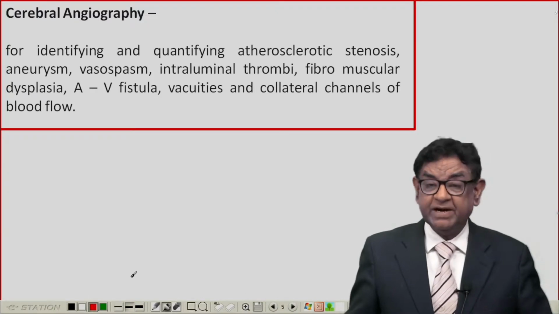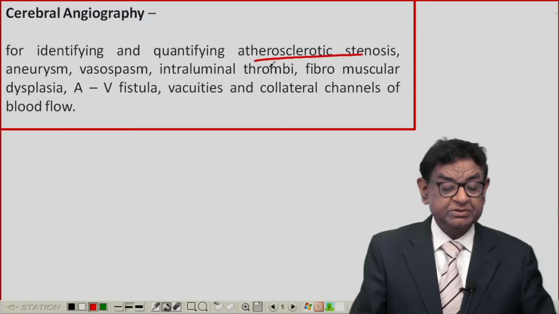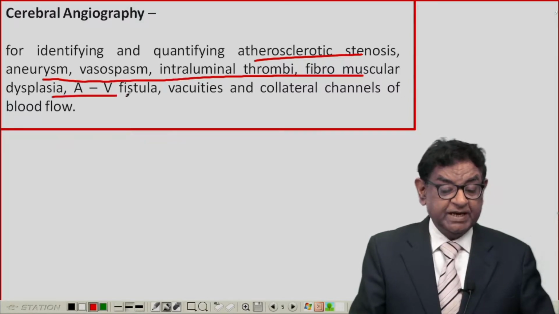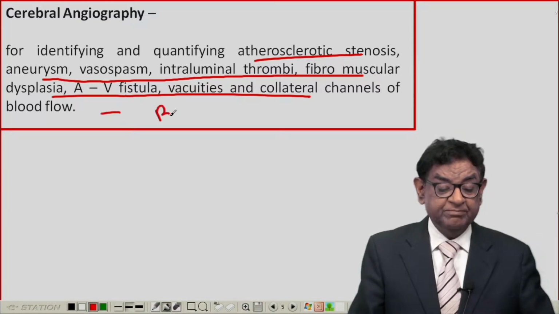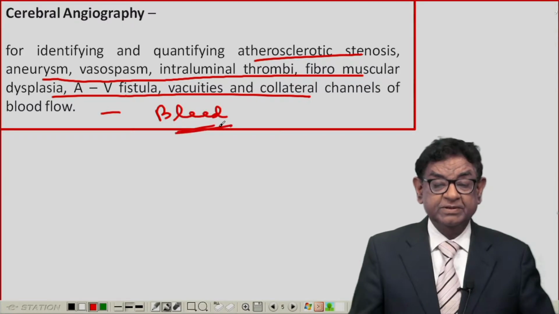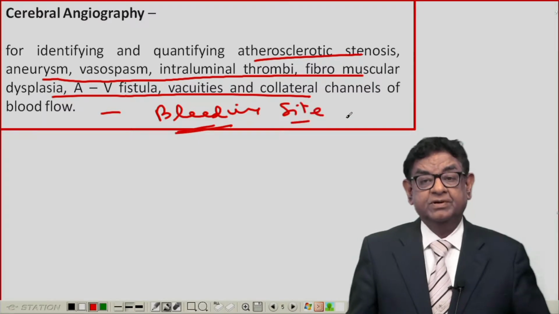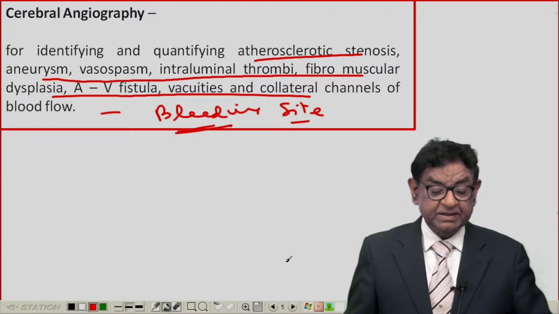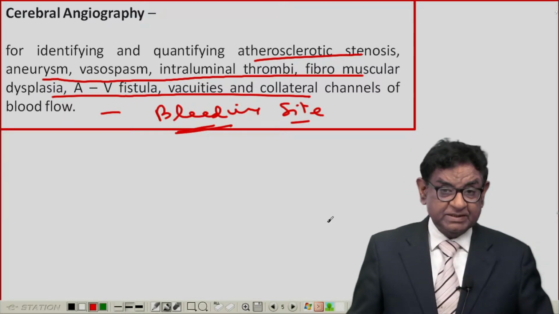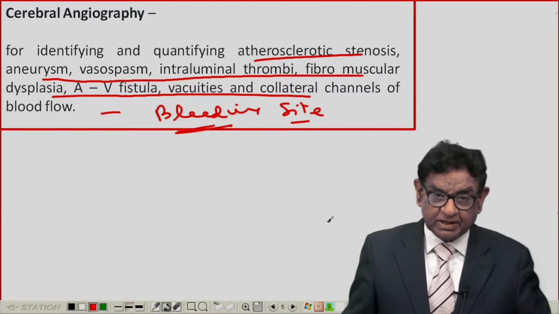Well, we also do carotid angiography. For what? To identify and quantify atherosclerotic stenosis, aneurysm, spasm, intraluminal thrombi, fibromuscular dysplasia, AV fistula, vasculitis, collaterals, and of course to look for any bleeder, any bleeding site also. Okay, and ultimately the bleeding site has to be taken care of. Suppose the patient has rupture of a berry aneurysm, then the neurosurgeon has to clip this bleeder.